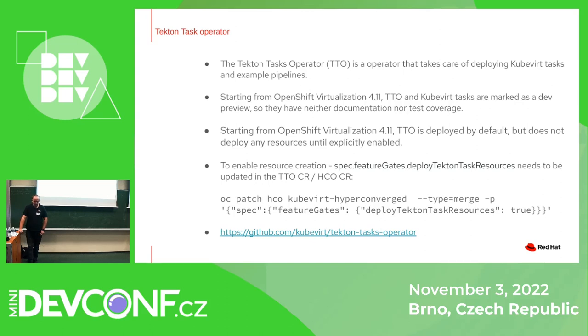From OpenShift virtualization 4.11, TTO is deployed by default, but by default, it does not deploy anything. It's just a testing feature, and when a user would like to use this feature, he or she has to go to the HCO CR. HCO is an operator which takes care of deploying all other OpenShift virtualization components. Then the user has to enable a special feature gate, which will tell TTO to deploy its resources. You can see an example in the presentation, and then there is a link to the GitHub repo.